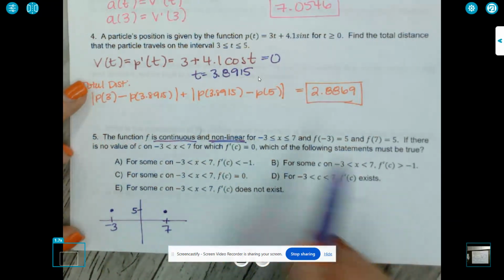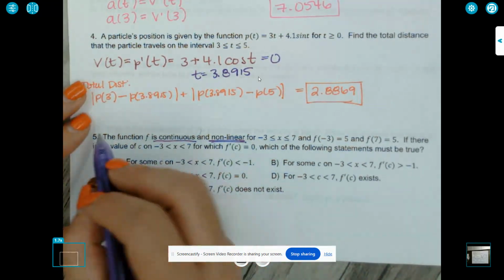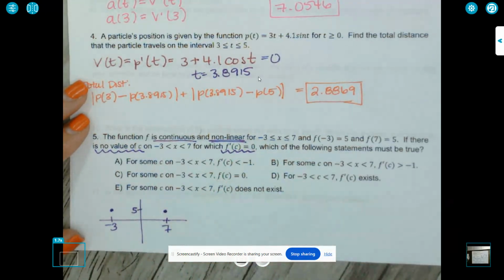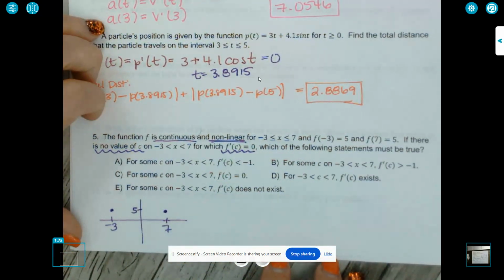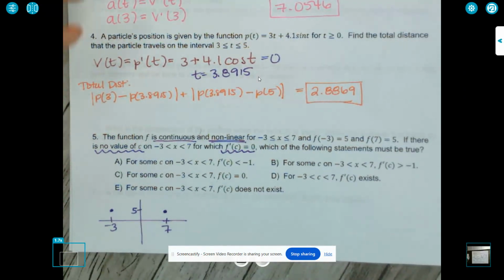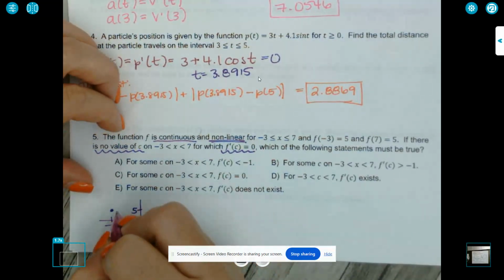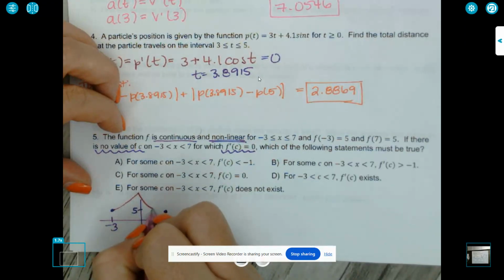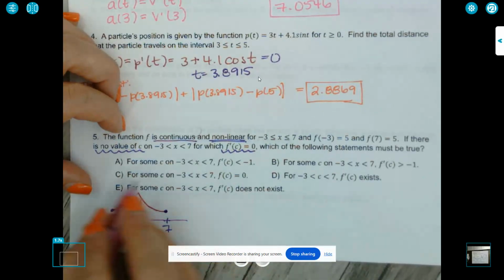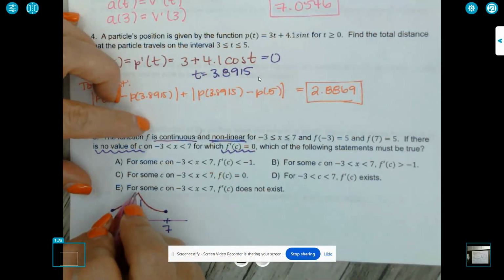We're nonlinear, and there's no value of c for which f prime of c equals 0. So that tells me that it's nonlinear, so it has to have some kind of extrema, but f prime is never equal to 0. Therefore, our derivative does not exist, which to me tells me that we have a cusp. So something like this, okay? Because right there at that top, f prime of c would not be equal to 0. We're continuous, but we're not differentiable.